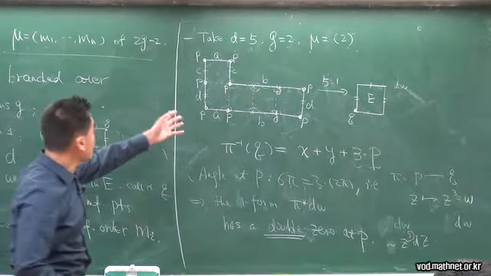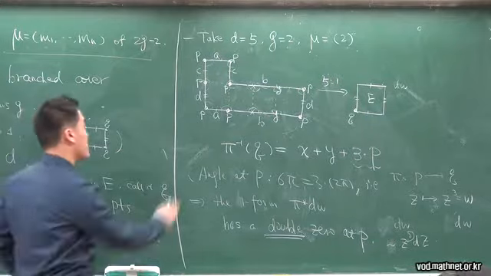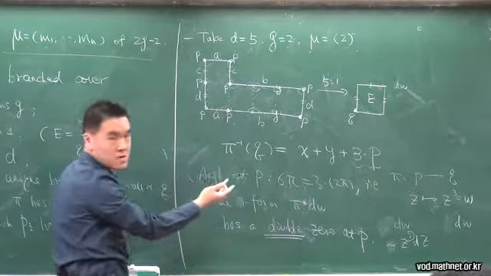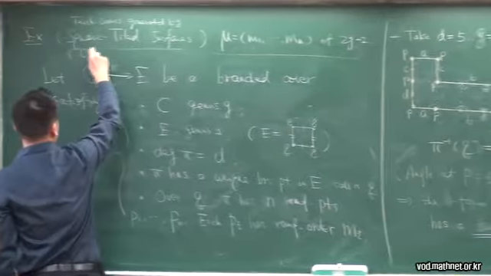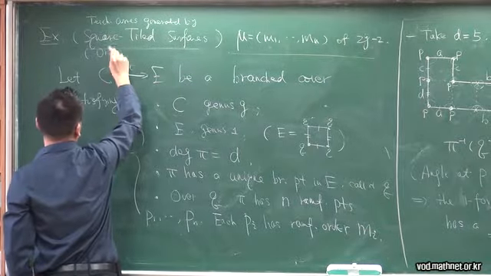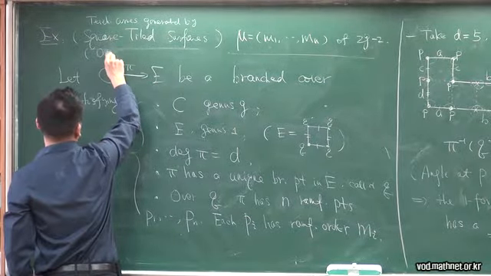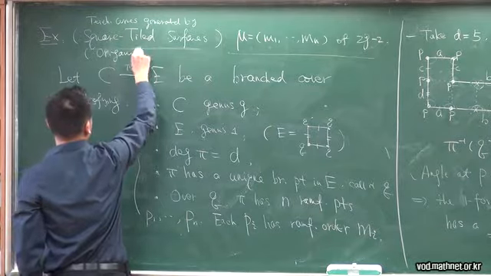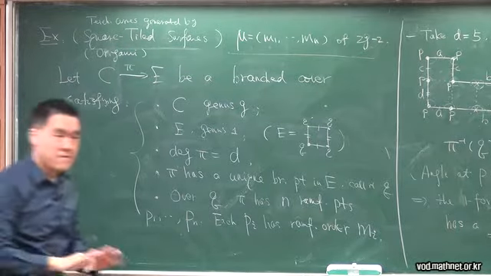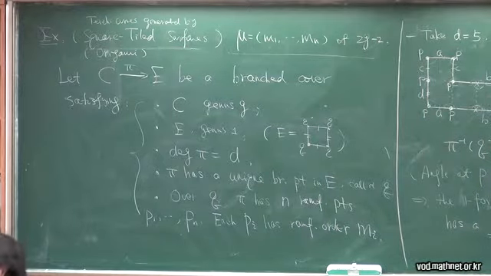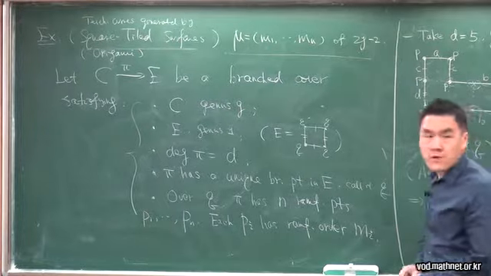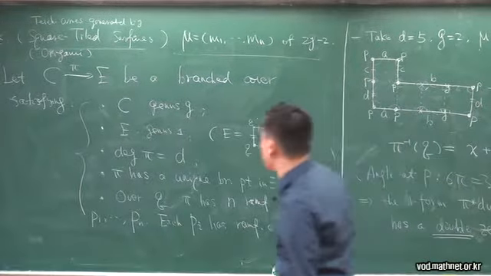So this example is called a square tiled surface, just because you see it is covered by squares. Sometimes people also refer to it as origami, I think. It's a Japanese word meaning folding paper. Yeah, so same thing. Okay. So here is an example of a square tiled surface. So let me quickly get to the punchline.